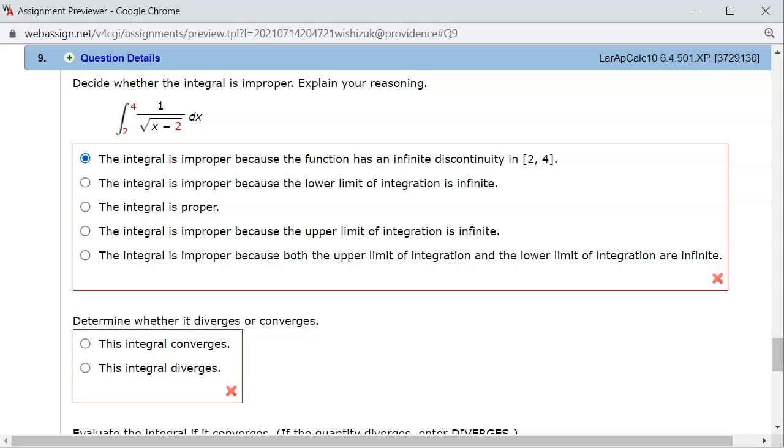All right, so that's got to be the answer. Let's go ahead and check the answer. We got the first part correctly, and then we need to determine whether it diverges or converges. So let's do that.